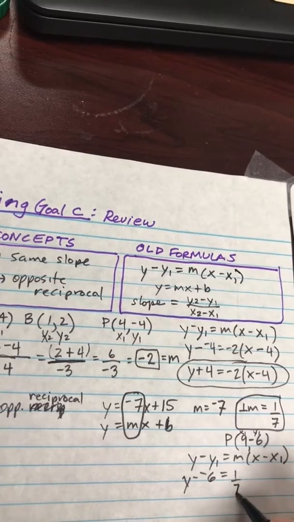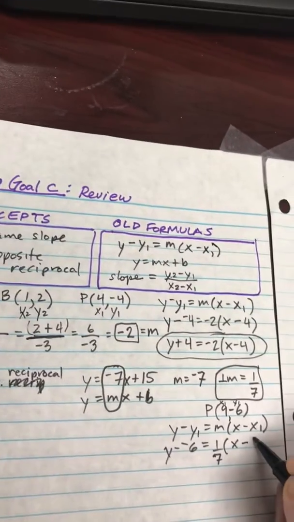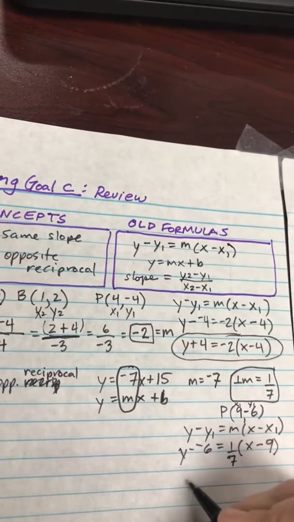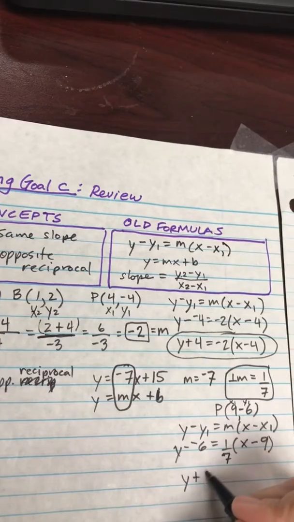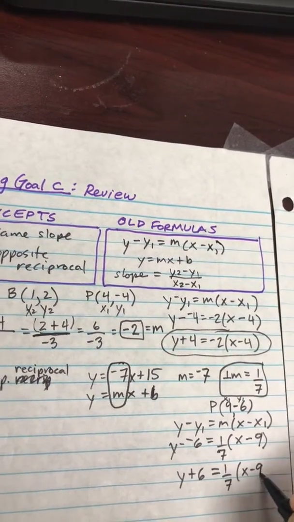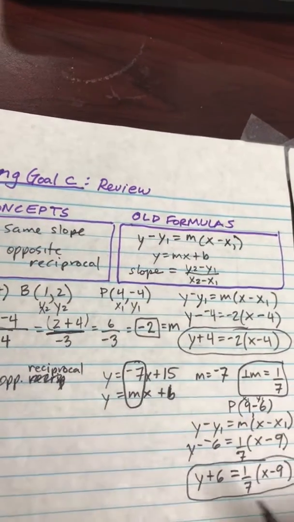Slope is 1/7, 1 over 7. X minus the x-coordinate, which is 9. Now, I can't really box that out as my answer because when I subtract a negative, that's adding. This is my final answer. Now, they also said in here, please write it in slope-intercept form.